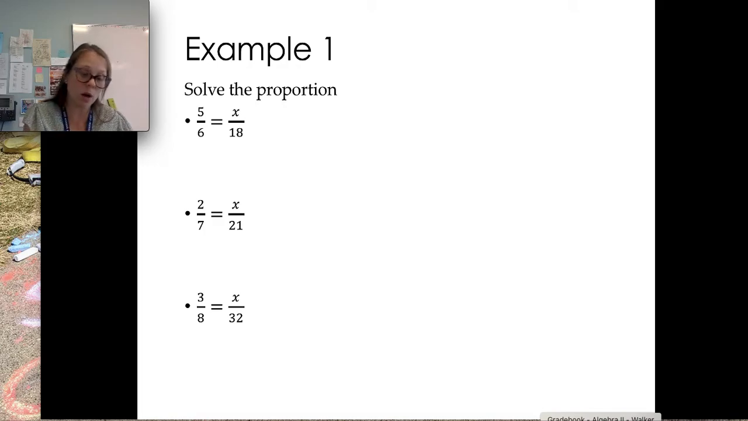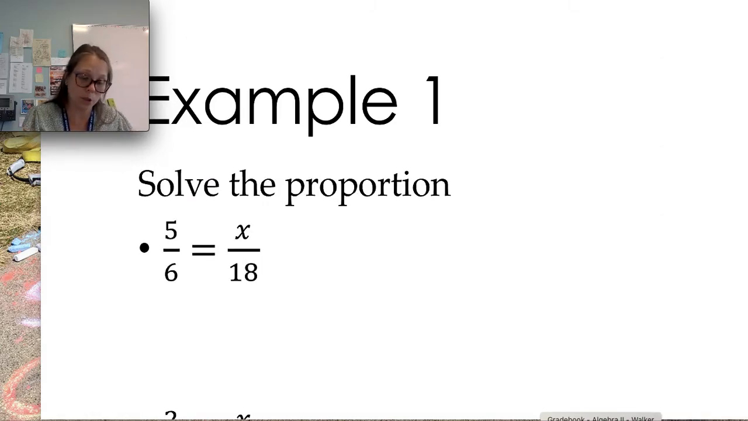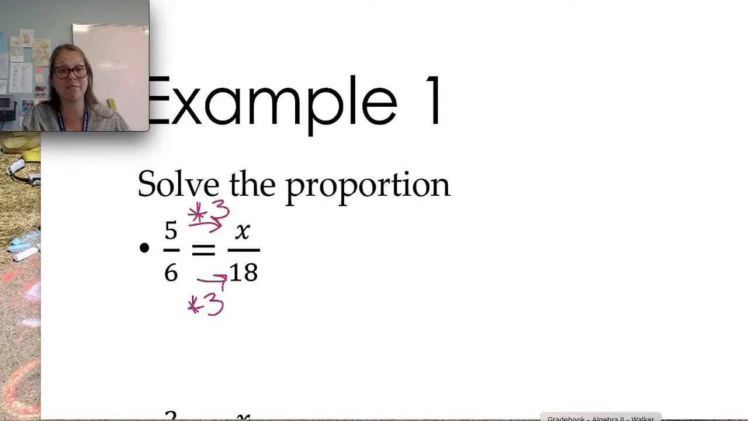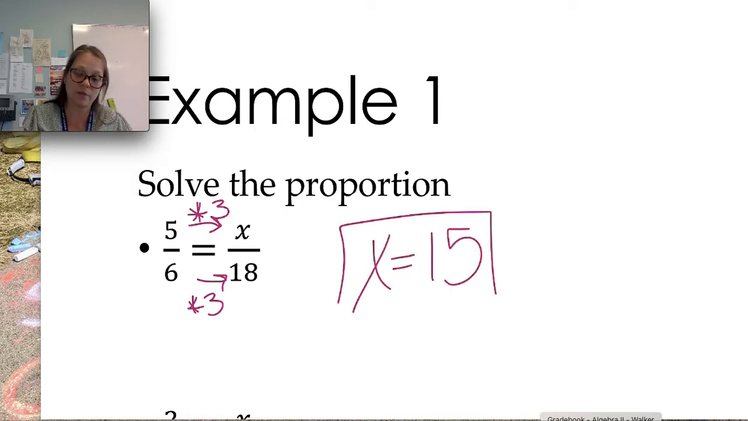So in example 1, solve the proportion, we can think, to get from 6 to 18, I know I need to multiply by 3. So in order to solve for x, which is in the numerator, I need to take the 5 and multiply that by 3 and get an answer of x equals 15.